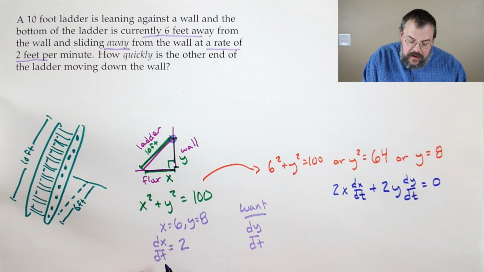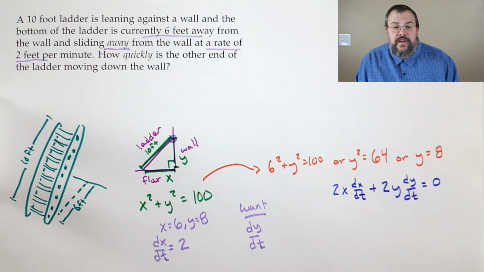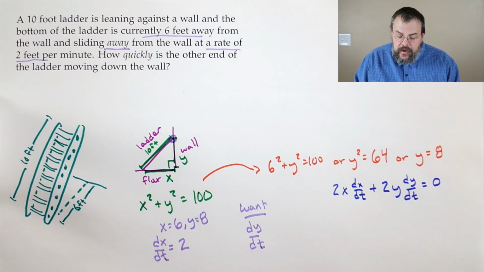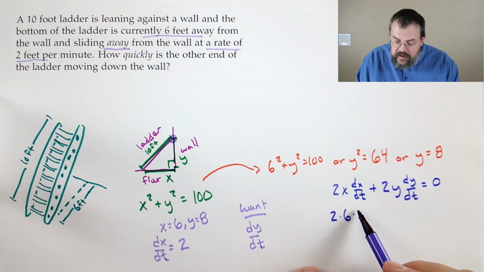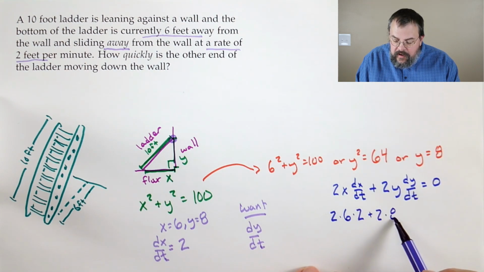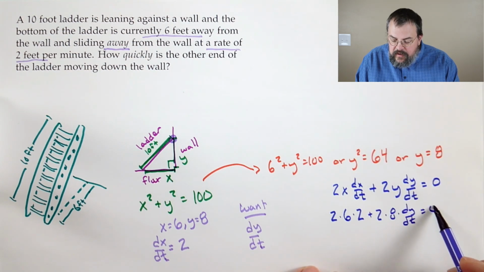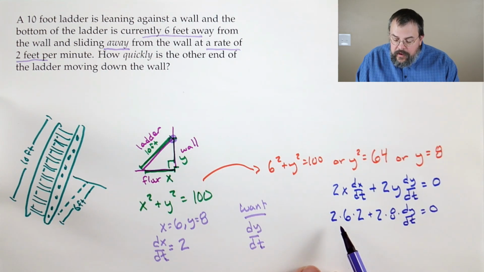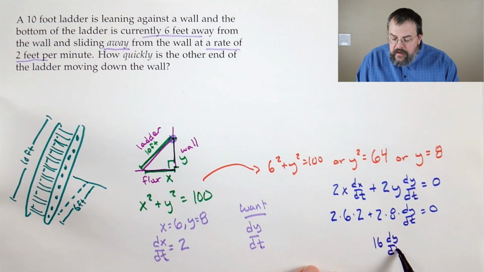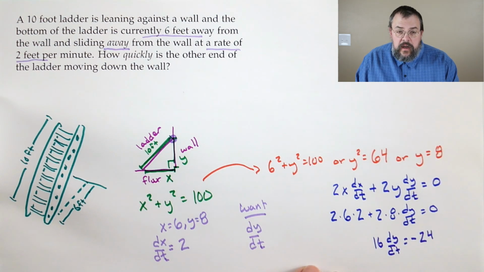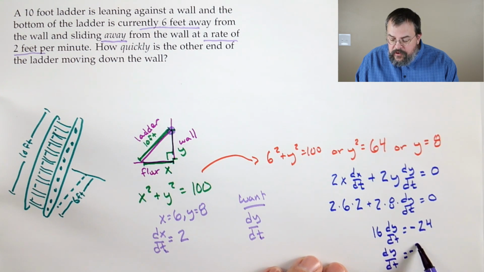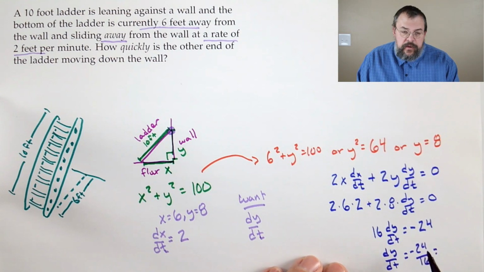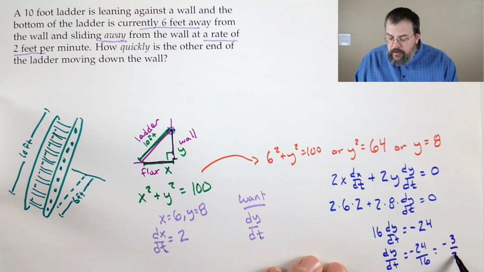Well, now the last step here is to say, hey, we have a lot of these pieces of information. So let's plug in what we know. So we have that 2 times 6 times 2, because dx dt is 2, plus 2 times 8 times dy dt is equal to 0. Well, 2 times 6 times 2 is 24. And then I can move the 24 across, so we get 16 dy dt is equal to negative 24. Which says dy dt is going to be equal to negative 24 over 16. And, well, they both are divisible by 8. So that's negative 3 over 2.